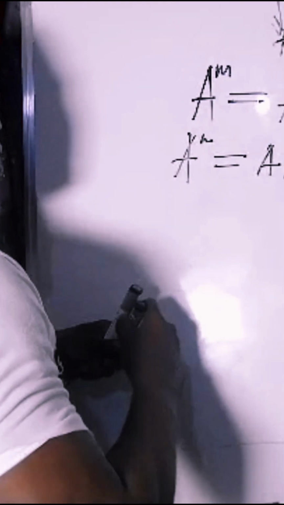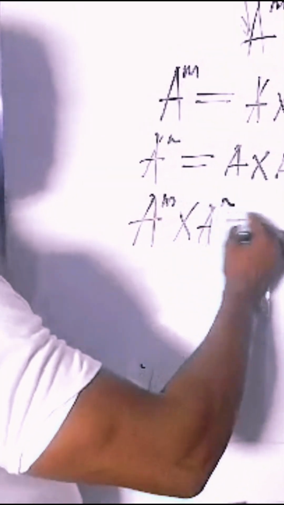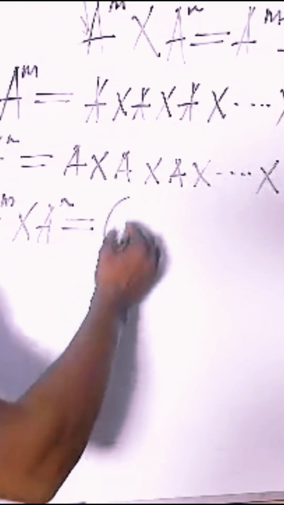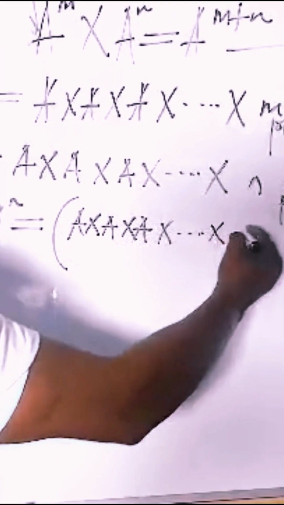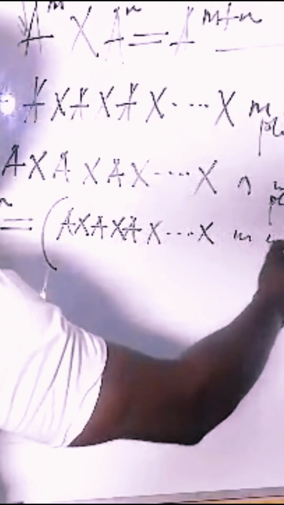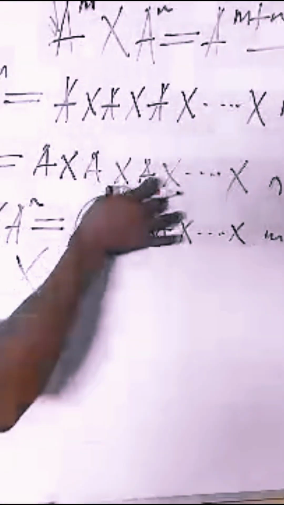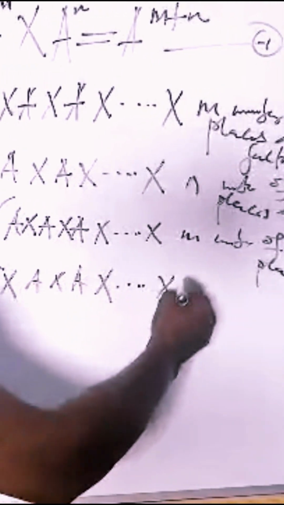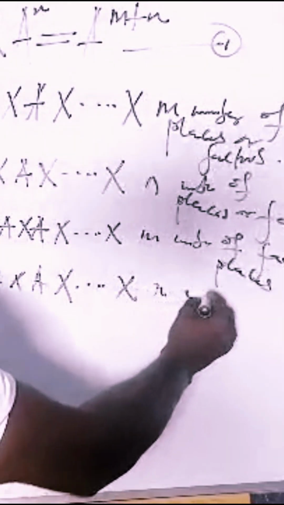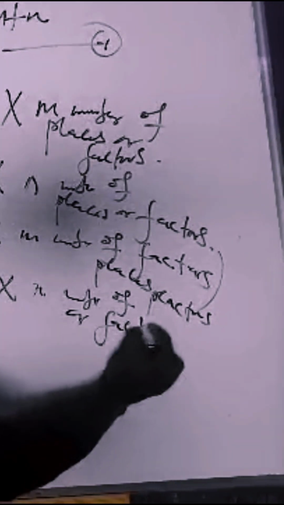Therefore, a raised power m times a raised power n becomes this times this, and that is equal to a times a times a and so on, times m number of factors or places or position, times this, which is a times a times a and so on, times the exponent here is n, we say n number of places or factors.